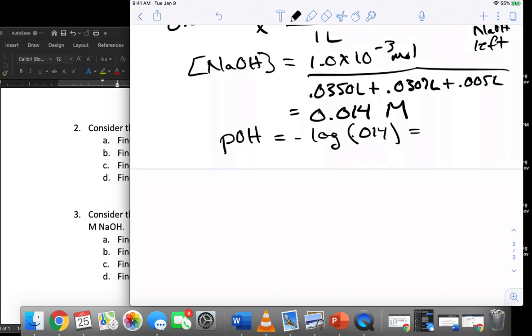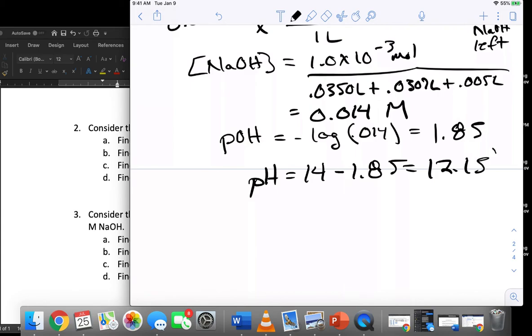And so my pOH comes out to about 1.85, which means my pH should be 14 minus that. It's going to be about 12.15. So 12.15 would be my pH, that distance past the equivalence point.